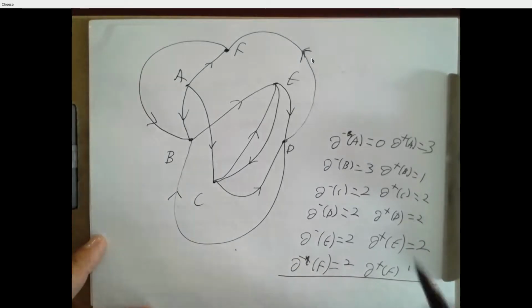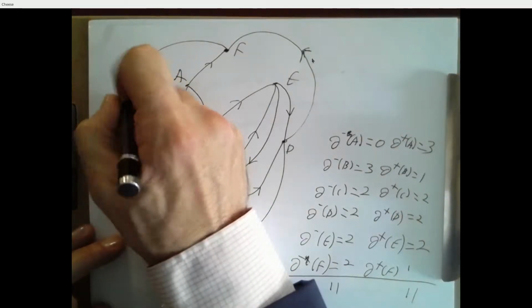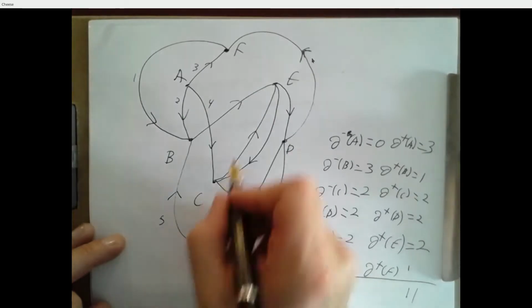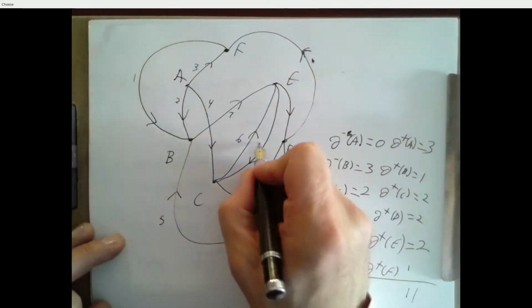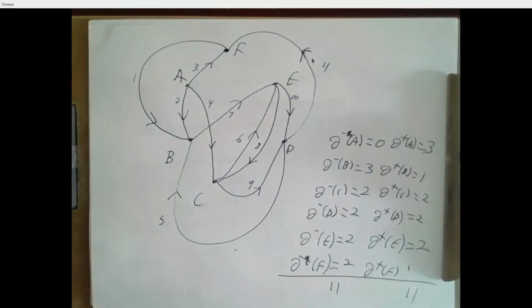So if we add these up, 3, 5, 7, 9, 11, 3, 4, 6, 8, 10, 11. So the sum of the in degrees and the sum of the out degrees match, and the claim is that's also the number of edges. So let's count our edges. 1, 2, 3, 4, 5, 6, 7, 8, 9, 10, 11. Did we get them all? Just like Pokemon. All right, we've got 11 edges. Things are good. Do we have a small example?